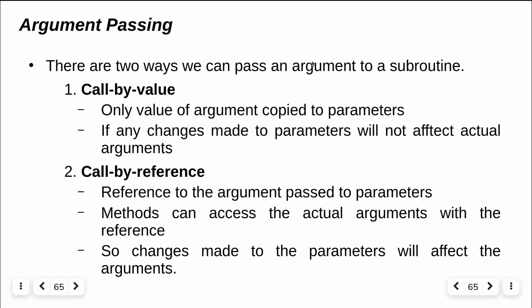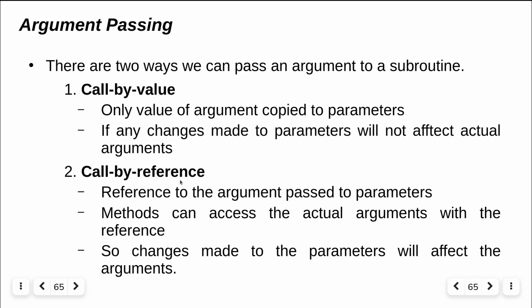Today let us see argument passing in Java. In general, there are two ways we can pass an argument to a function or method. The first way is call by value. In this approach, only the value of the argument is copied into the parameters of the method or function. Any changes made to the parameters of the method will not affect the actual arguments.